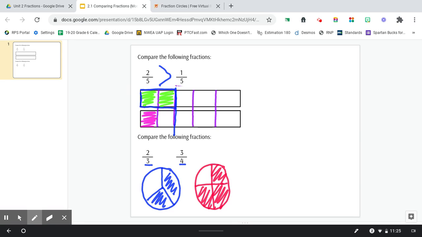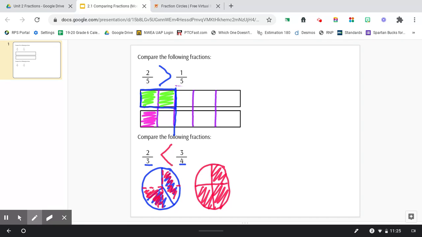Now looking here, right, if I took this circle and I broke it into 4 pieces and shaded in 1, 2, 3, I'd be shading in more than the blue. So that means 3/4 is greater than 2/3. And remember, the symbol always opens up to the bigger fraction or number.